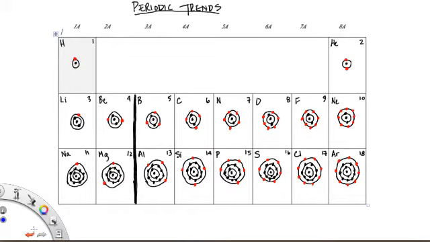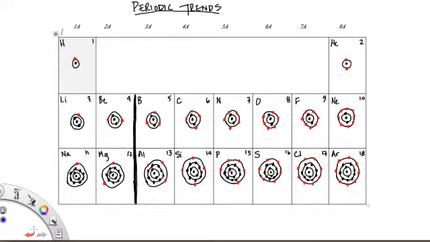Okay, so here we are. You've made all your Bohr models. You're probably cursing me because you had to draw 18 of them. But I promise you it will help you understand some of the trends that we want to discuss.